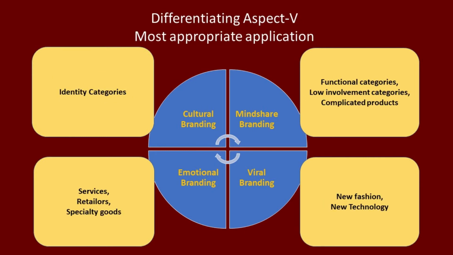The fifth differentiating aspect is about finding the most appropriate application of the model. When the business needs development of a specific identity category, the cultural branding model is the ideal approach. When the business and products are complicated and belong to low involvement and functional categories, the mindshare branding model should be the ideal approach. Special product categories and service oriented businesses are ideal situations for the emotional branding model. Generally, the viral branding model is used for new fashion or new technology in business.